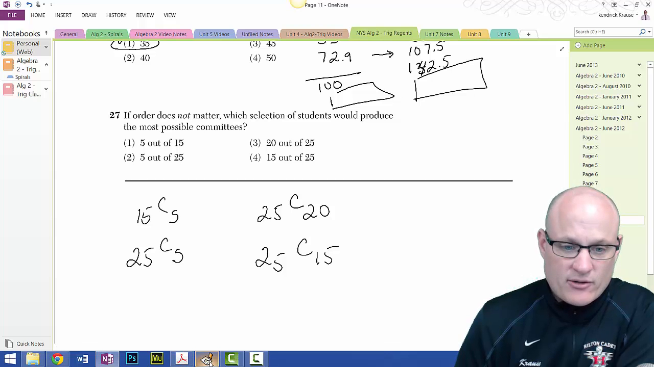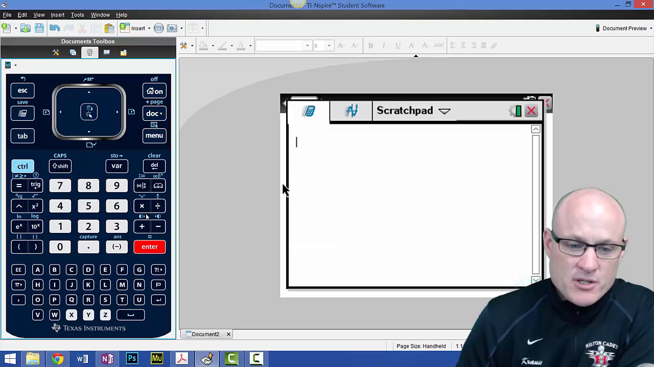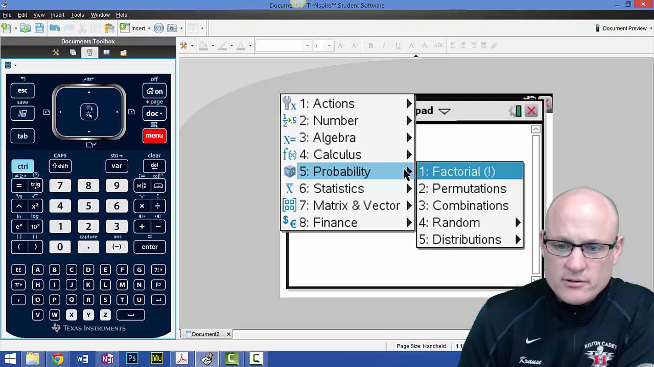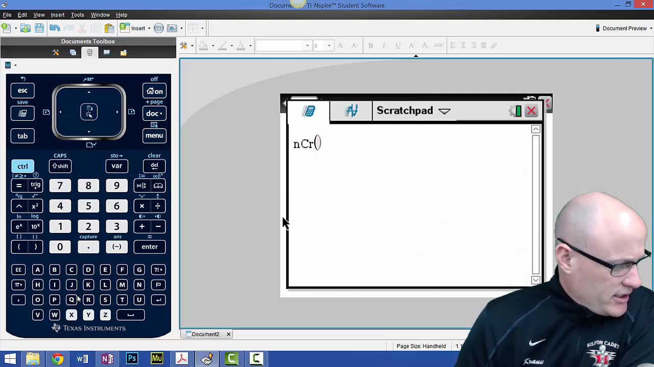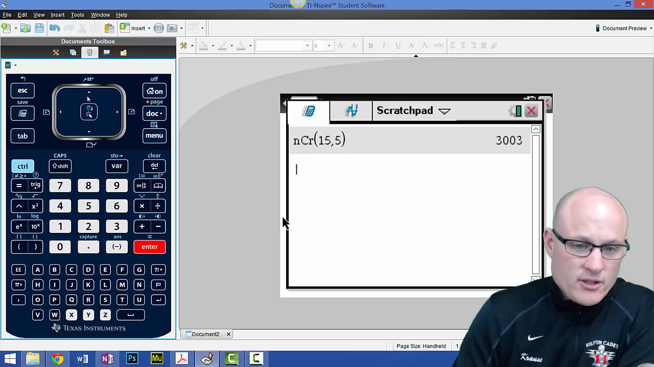So I just go over to my calculator. I'm going to just hit all those in, get rid of all this so I can see everything. So menu, probability, combinations. And the first one is 15 choose 5, 15, comma 5, enter. It's only 3,000. Is there another one? Let's see.